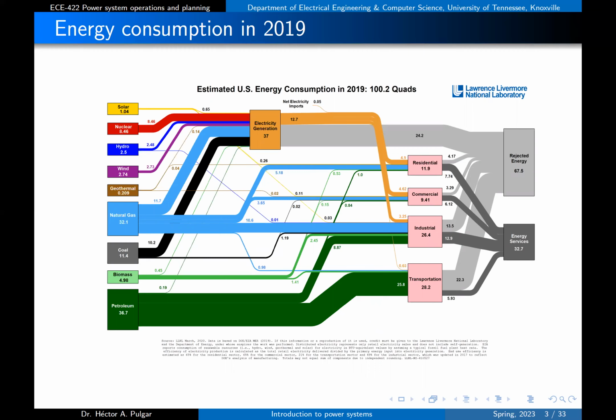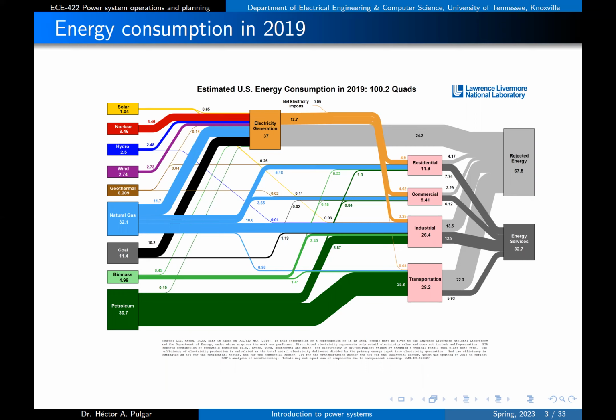So this is what happened in 2019 in the country. This describes how the energy was flowing that year from the primary energy sources to the power system and to the final consumption in residential, commercial, industrial, and transportation areas. At the same time, you can see how much of all this energy has actually been consumed for useful work and how much has been rejected as heat that we couldn't recover.